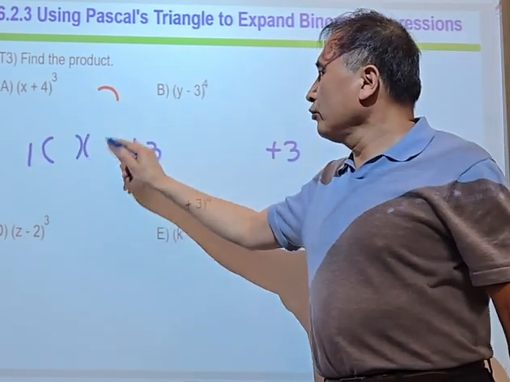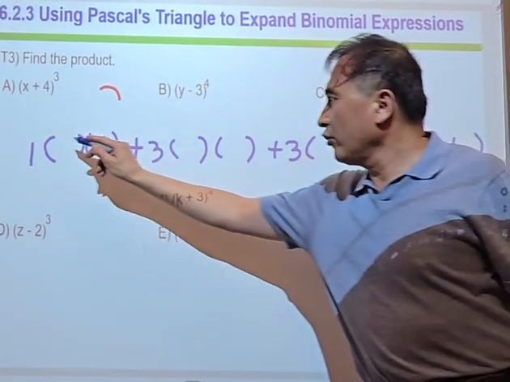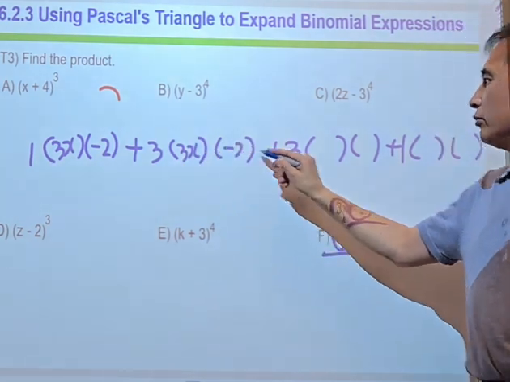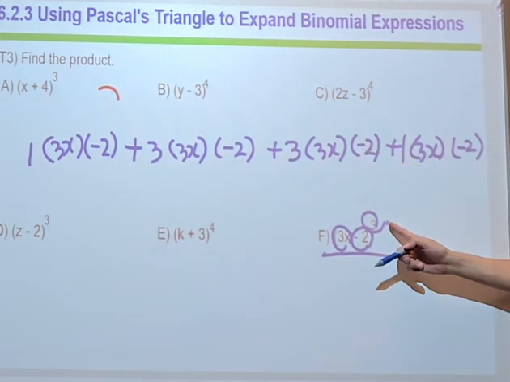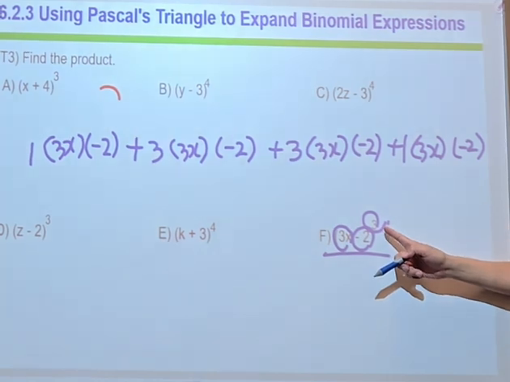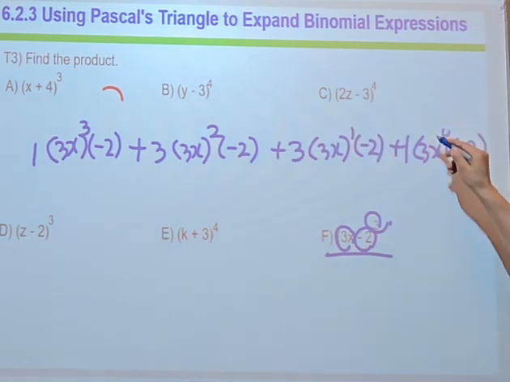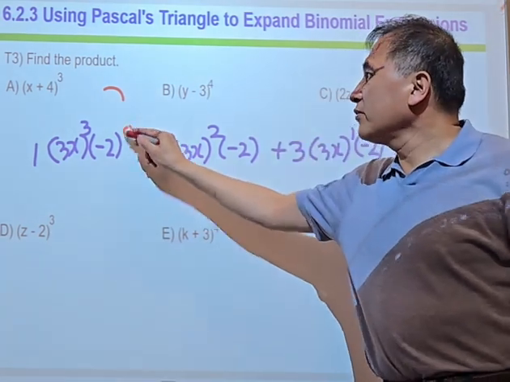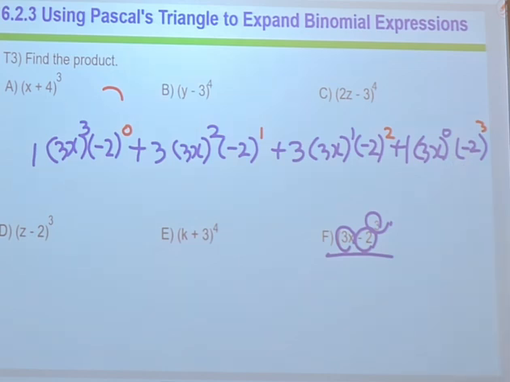So I'm going to write it with 3 parentheses, and there I'm going to put 3x first, and then the second term minus 2: (3x - 2), (3x - 2), (3x - 2). And then the first term's exponent from this 3 is in descending order, right? So starting 3, 2, 1, 0. Got it? And then negative 2, from 0, right? Ascending order: 1, 2, 3. Everybody got it?